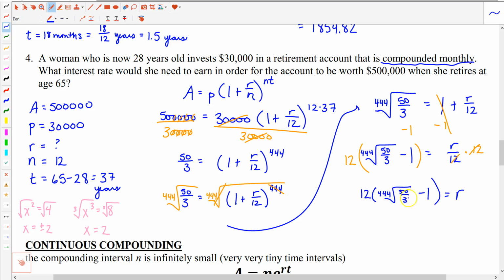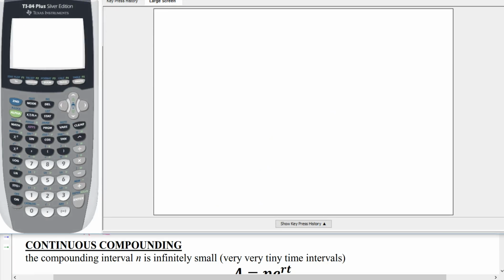At least now I know what I would have to enter, so I'm going to go to the calculator and key in this entire expression all at once. I'm using my graphing calculator, but even if you have a scientific calculator, it'll have the same buttons, maybe in a slightly different location. First, I'm going to key in the 12, and then those parentheses. The next thing I want to enter is that 444th root of 50/3.